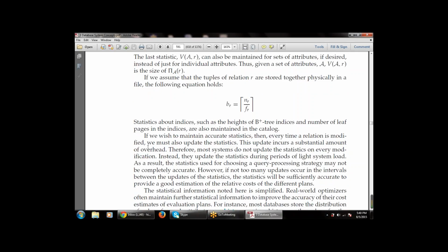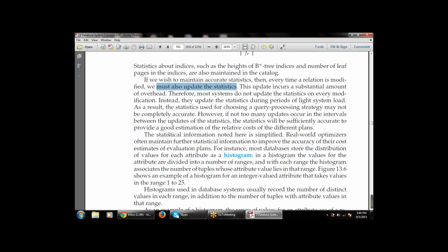So if we wish to maintain accurate statistics, then every time a relation is modified, we must also update the statistics. The statistical information noted here is simplified. Real-world optimizers often maintain further statistical information to improve the efficiency of their cost estimation of evaluation plans. And most databases use the distribution of the values for each attribute as a histogram.